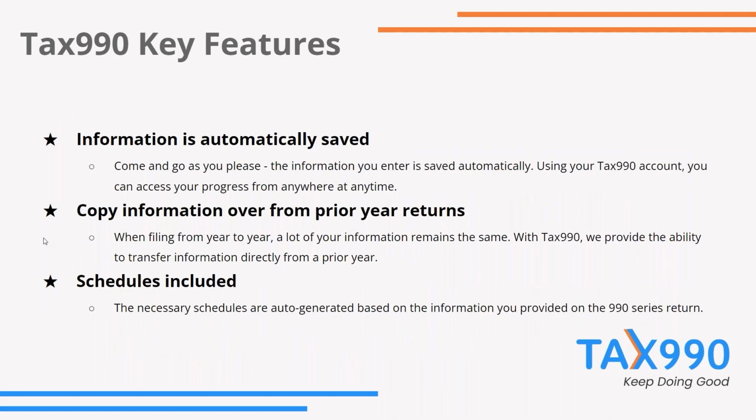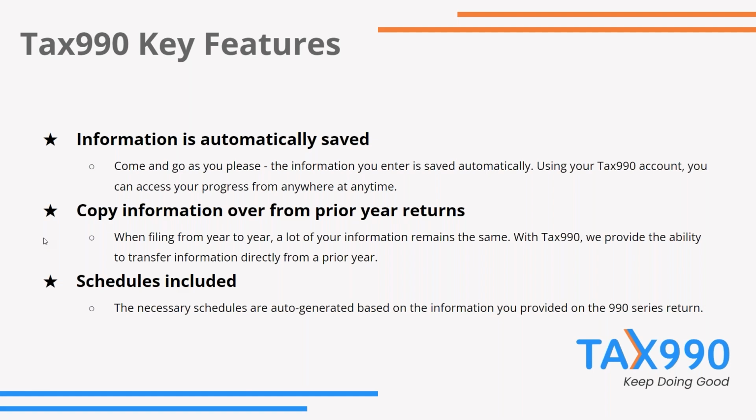Filing a 990 return can be a lengthy process, so when you file your return with Tax990, you can come and go as you please, and the information you enter is saved automatically. Since it's a cloud-based program, you can access your account from anywhere at any time to pick up where you left off.